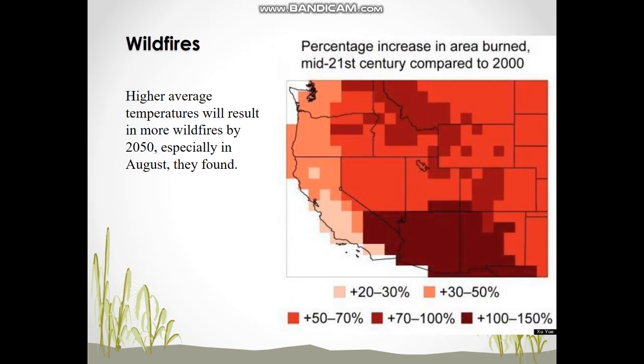Researchers have predicted more wildfires by 2050, especially during August because of higher average temperature. This figure shows predictions of percentage increase in areas that will burn in mid-21st century compared to the year 2000. As you can see, some areas will have very high increase in burning, almost 100% increase in burning in mid-21st century, and some areas have 20 to 30% burning compared to the year 2000.